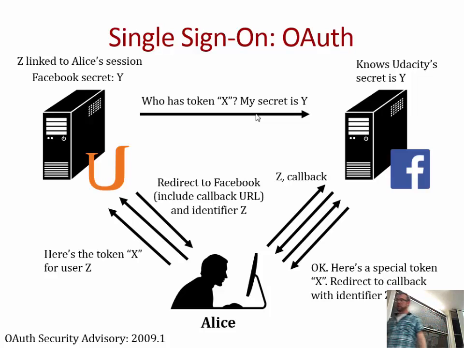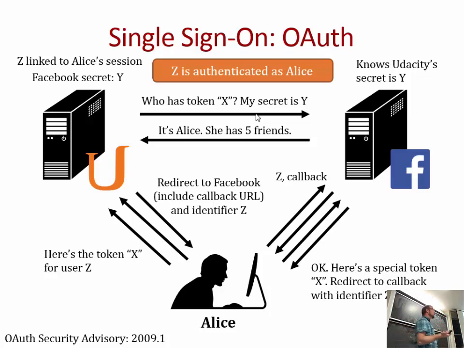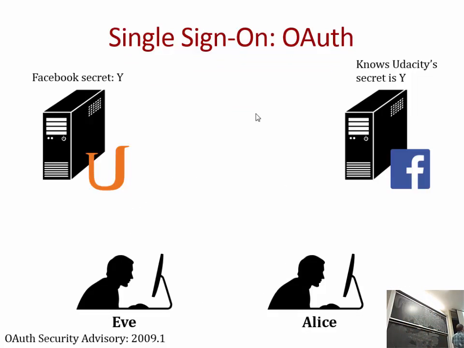And now, in the back end, and this is actual back end, this is not just shuttling to the user, there's a request from a server at Udacity saying, hey, who has this token X? So there's a user here that has token X. And by the way, I am Y over here. So whoever authenticated against Y earlier and has a token X, can you give me the information about them? And they're like, yeah, it's Alice. She has friends. Okay. So now you're authenticated as Alice, and everything is good.